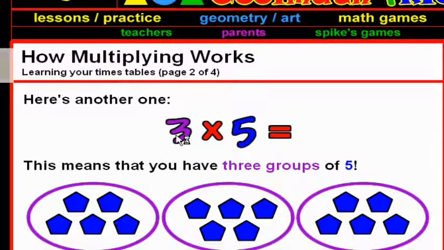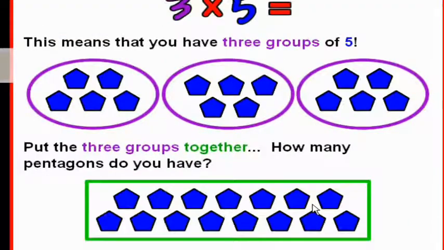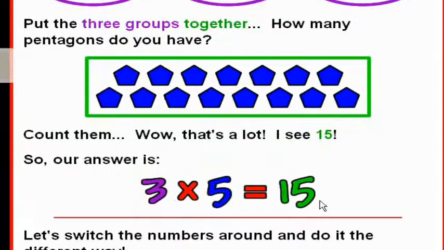Here's another one. 3 times 5. That means you have... 15. You're exactly right, but you're jumping ahead of me. We have 3 groups of... 5. That's right. 3 times 5 means 3 groups of 5, which, as you already said, is 15. So how many... Well, we just answered that, 15.